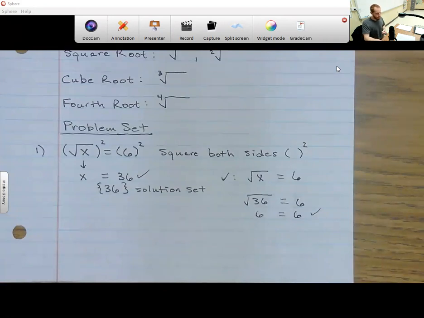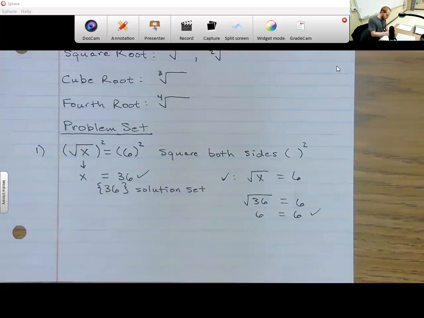I'll leave that up there for a minute so you can copy that down, and then we'll move on to some harder questions that are going to involve a little bit more. But typically, the main step is to square both sides. Once you've got that radical by itself on the left side, with nothing around the radical sign, you can definitely square both sides, and whatever's inside the radical sign is going to come out. Okay? So let's look at number 2.